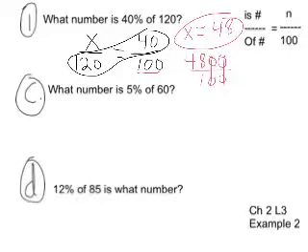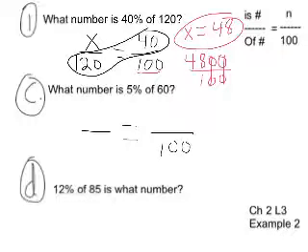Now it's your turn. What I'd like you to do is try C. What number is 5% of 60? The first thing I need you to do is identify where each number belongs in the fraction. I can start by setting up my proportion over here. I know that this number is going to be 100. Now I just need to fill in where the other parts of the number go. See if you can find out what number is 5% of 60.